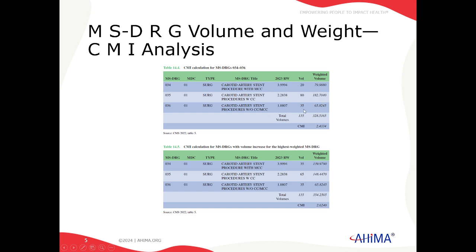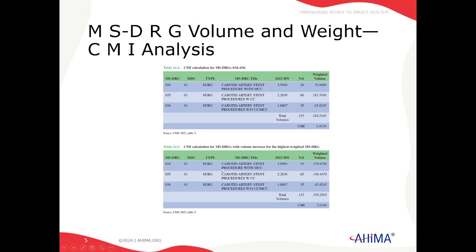Here's all in one step. This is table 14.4. It's on page 287. So again, you can see we multiplied each one, totaled the volume, totaled these. We took 328.5165. We divided it by 135, and we got this. You do have a test question where you have to calculate CMI. So make sure that you understand how to do that.